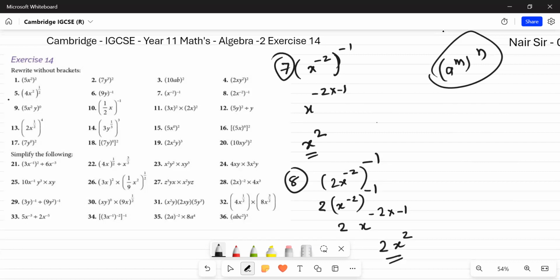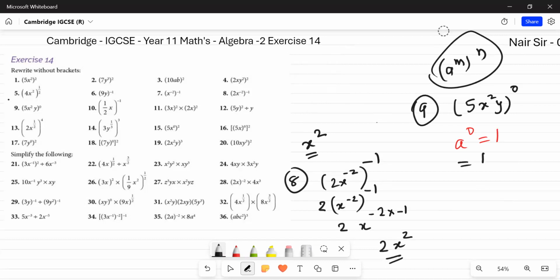Let's go to the 9th one. Very interesting question. 5x squared y raised to 0. I need not do anything. If anything is raised to 0, that is equal to 1. So the answer for this question is 1. Straight, without doing anything, I can get it. Okay. Question number 10. Let's rub this off.